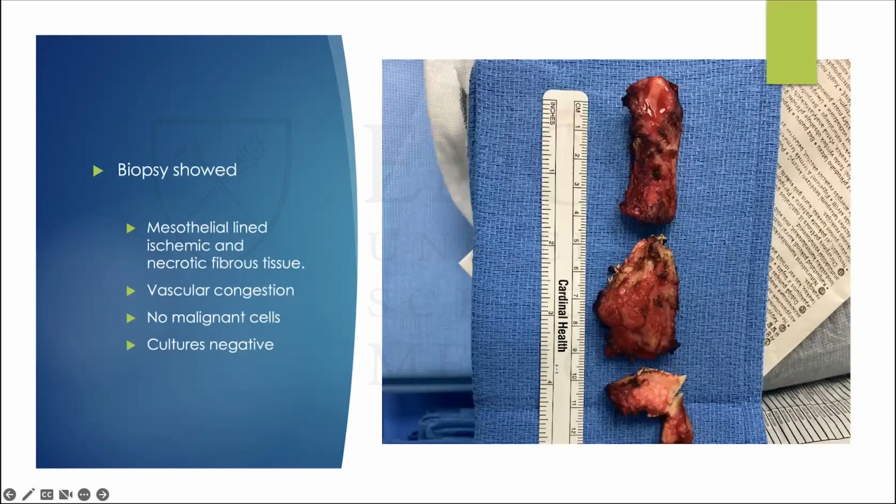This is his pericardium that actually on biopsy showed that he just had ischemic necrotic fibrous tissue, vascular congestion, no evidence of malignancy or infectious etiology. So I think overall it's just a case of idiopathic constrictive pericarditis, which kind of fits some of the things that we talked about. But overall, it was an interesting case.